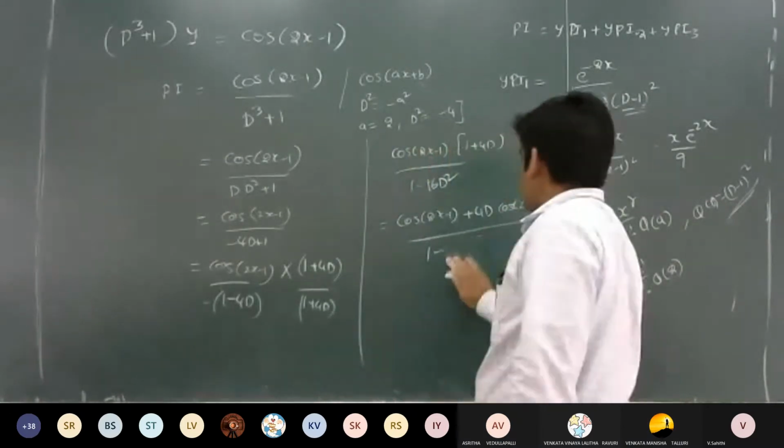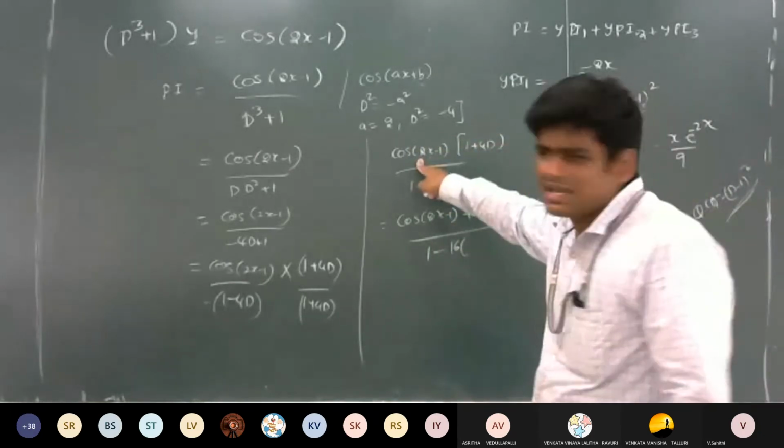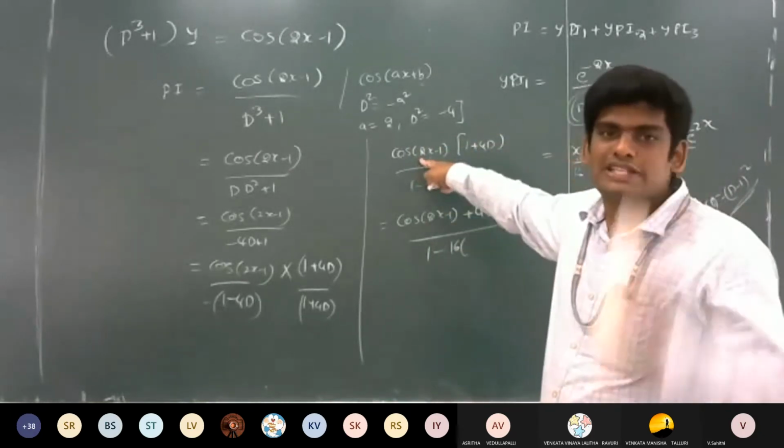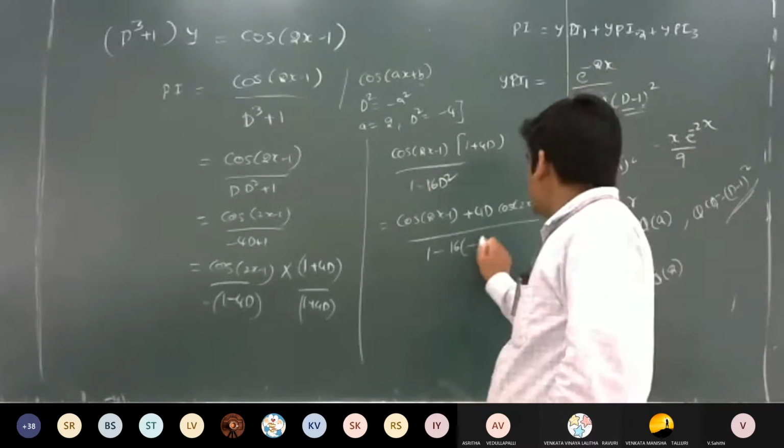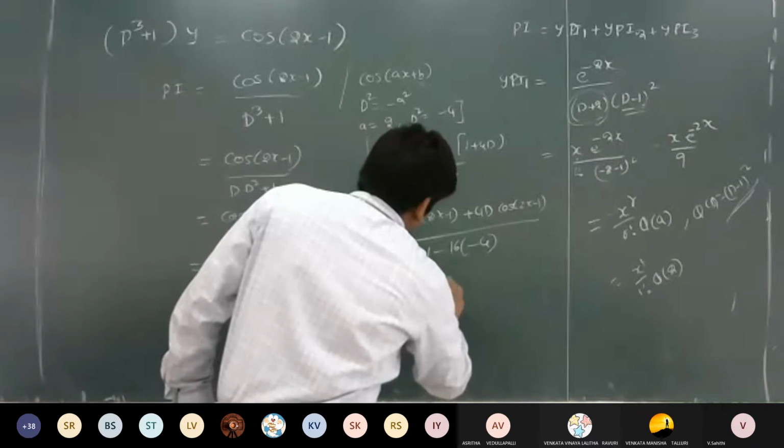Yes. So here, 16. D square is replaced by minus a square. The function has not changed. The a square is fixed up to the end, so its value is minus 2. Therefore that is equal to cos of 2x minus 1.